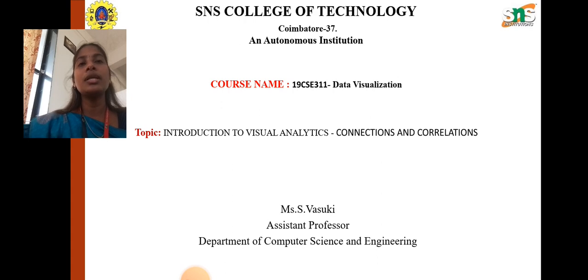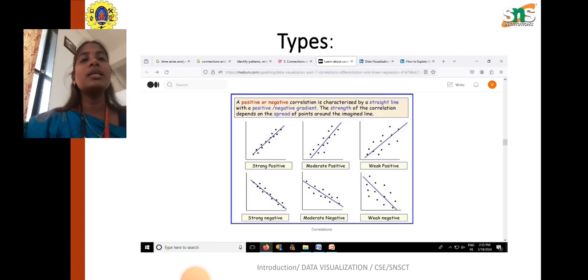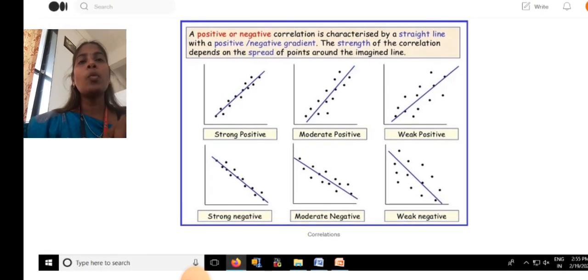What types of correlations are available based on the given data file? This is the types of correlation. Here, a positive or negative correlation is characterized by a single straight line, drawn with a positive or negative gradient. The strength of the correlation depends on the spread of points around the imagined line. If you look at these six diagrams, the dots are based on the given values. The straight line is drawn as a visualized one. It is not a fixed one, it is a visualized one.